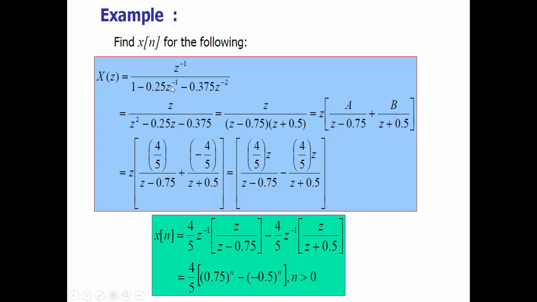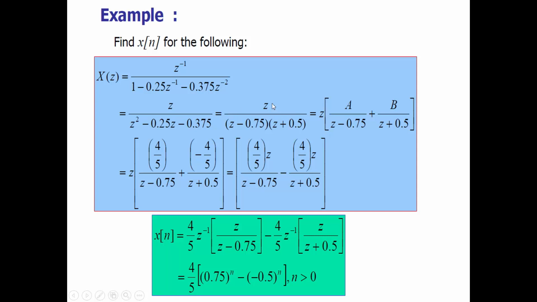We do this to get rid of z to the power minus powers, right? z by z square minus 0.25 minus 0.375. This is a quadratic equation, or we can call this the characteristic equation. If we take the roots of this equation, the roots will be 0.75 and minus 0.5. So we can factorize this equation, and it will become z over z minus 0.75 into z plus 0.5.